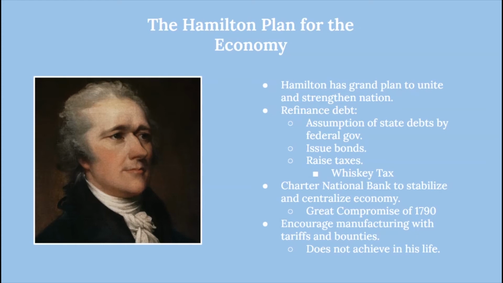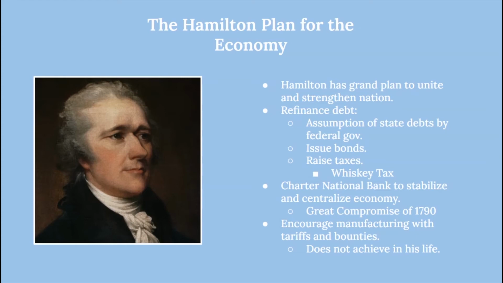And basically, those states owed money to people, including American people, powerful Americans. And the idea would be that if the federal government was responsible for paying back that debt, then wealthy people would want the federal government to succeed. And so he wants to concentrate the interest of powerful people away from state success and towards national success. He's also going to issue bonds.